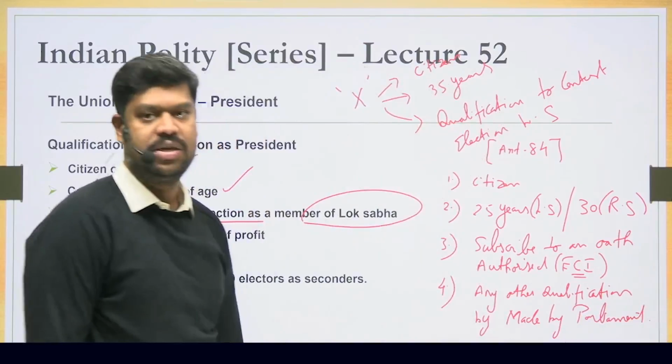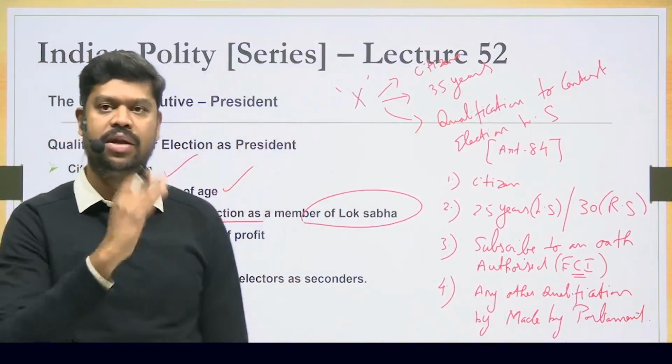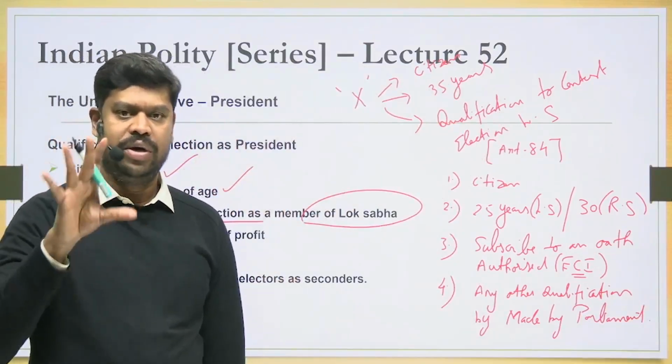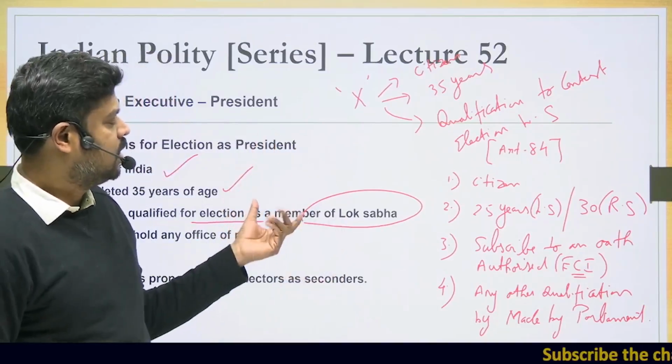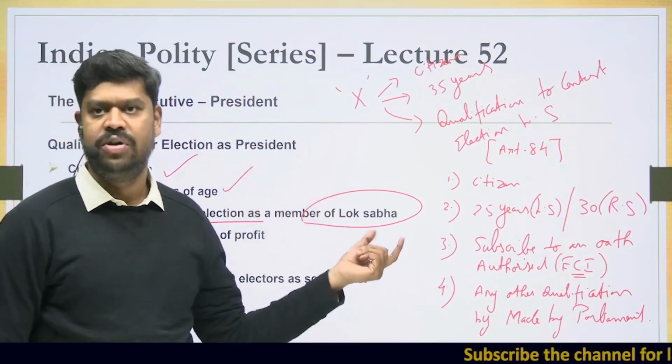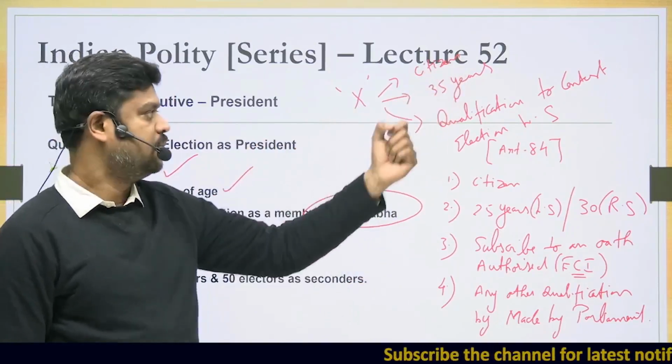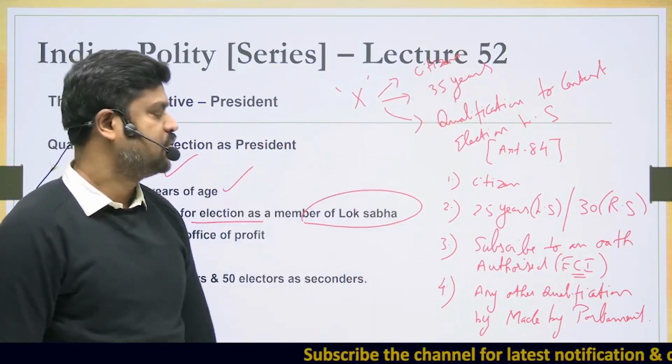So now try to understand. I'll try to connect it with the president a little later, but just try to understand. So what is the Constitution saying? Someone to become the president of India, first he should be a citizen of India, should have completed 35 years of age.